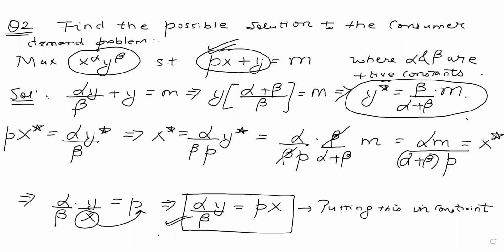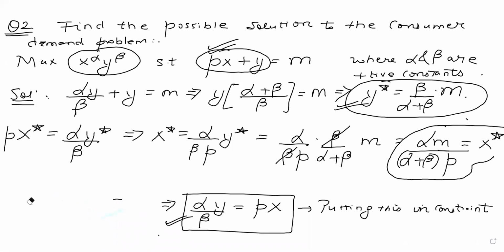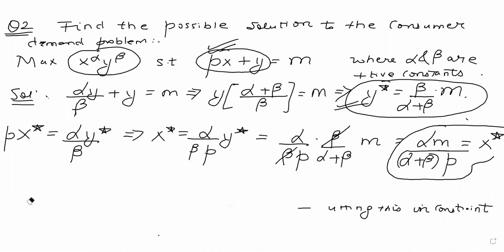Okay, so hoping students have understood this. For this particular problem, you can clearly see my x star and y star are as follows. X star is alpha upon alpha plus beta times m by p, and y star is beta upon alpha plus beta times m. Since it was the optimization problem for the consumer in microeconomics, where the objective is to maximize utility subject to the budget constraint, you can even interpret this. If you clearly see, guys, this was your utility function and this was your budget constraint.